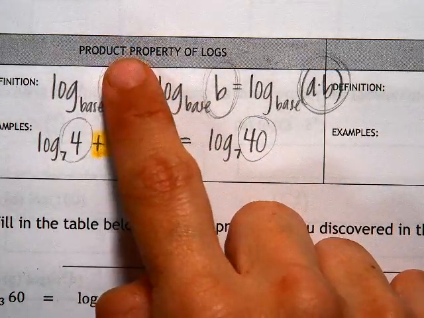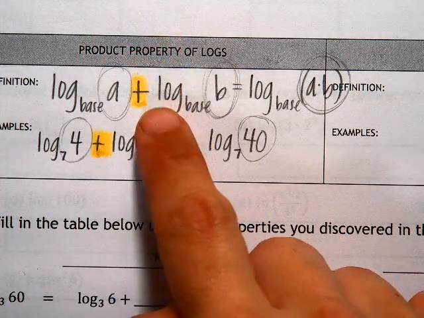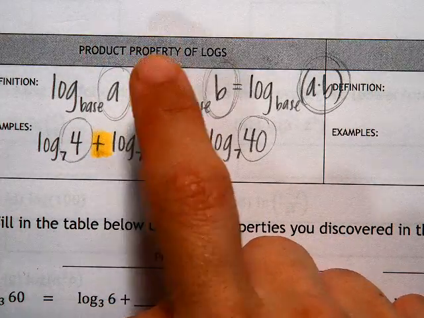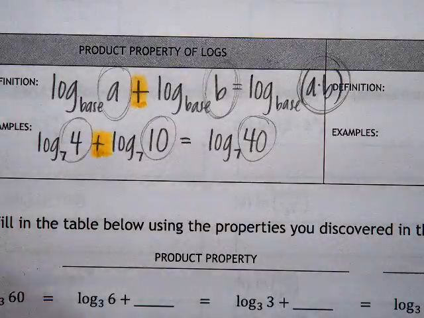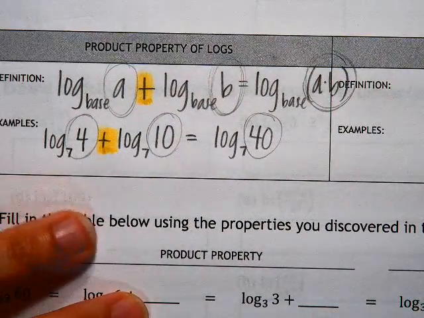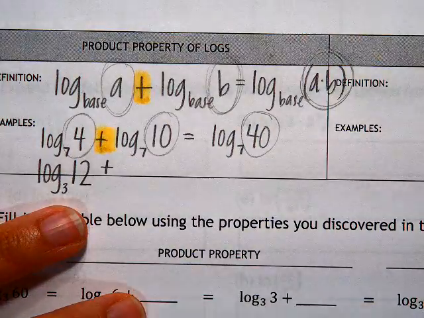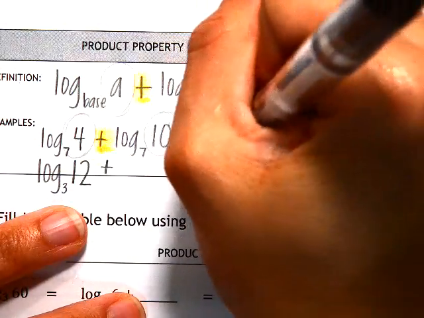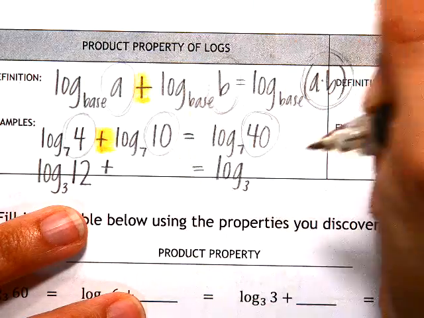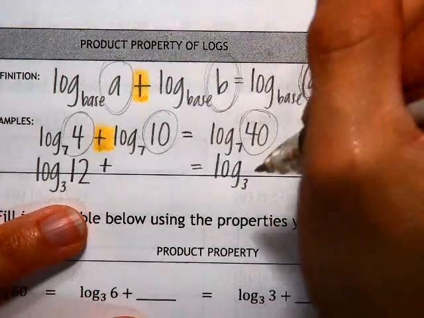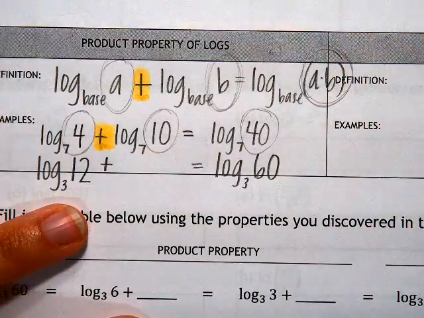The product property is actually linked to this plus sign. So pay attention to that. Now you can also use the product property a little bit backwards. We could say that log base 3 of 12 plus something unknown would be equal to log base 3 of, let's say, and I'm just making up an example here, 60.